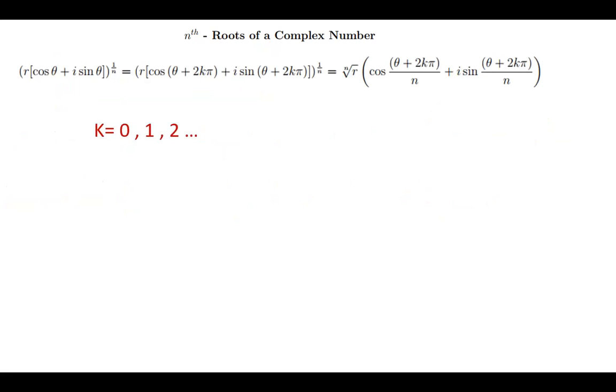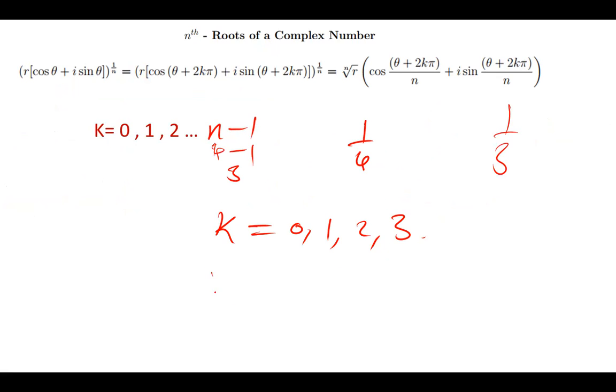This is what I was just explaining. The k values range from 0 up to n minus 1. If the power 1 over n is 1 over 4, it means the k values will be 0, 1, 2, 3. You end at 3 because 4 minus 1 is 3. If it's 1 over 3, the k values will be 0, 1, 2. If it's 1 over 2, the k values are going to be 0 and 1. So this is what it means.